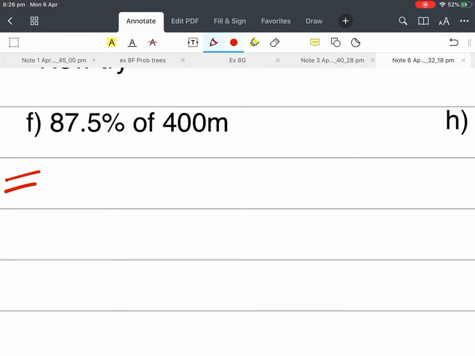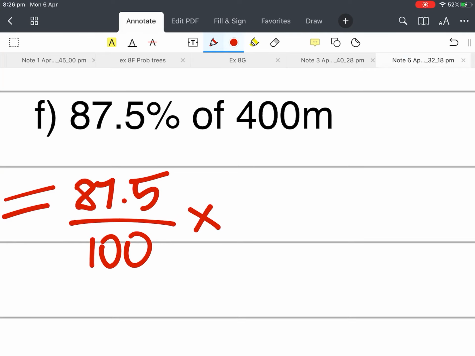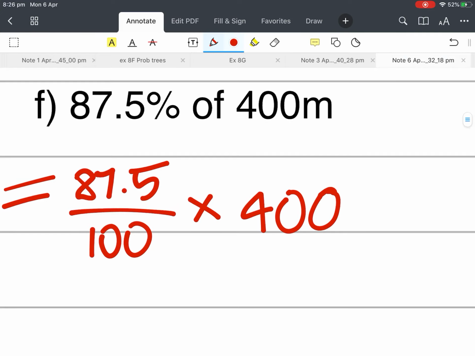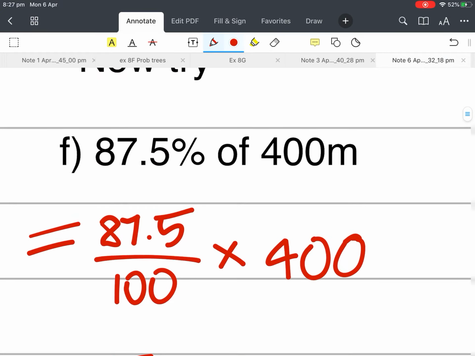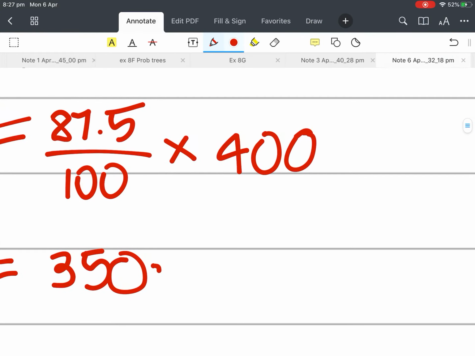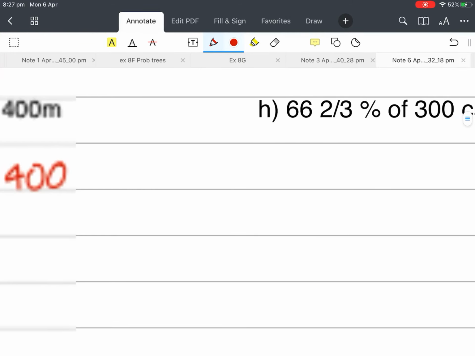So 87.5, so that means I'm going to go 87.5 over 100. Of means times, so I'm going to multiply it by 400. Let's use our calculator. So 87.5, fraction key, 100, arrow across if you've got the Casio, times by 400. That gives me 350 as my answer. Now that was in meters in the question, so I'm going to write meters next to my answer.